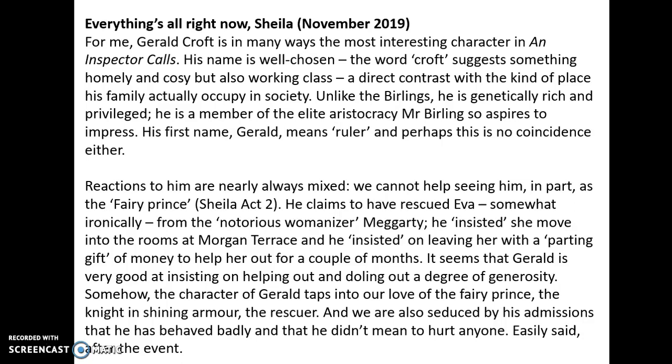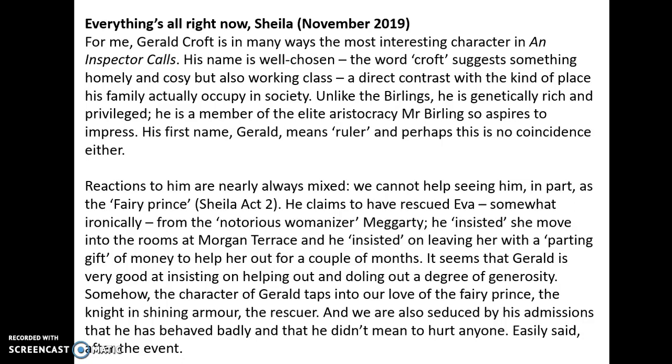Unlike the Burlings, he's genetically rich and privileged. He's a member of the elite aristocracy Mr. Burling so aspires to impress. His first name, Gerald, means ruler, and perhaps this is no coincidence either. Reactions to him are nearly always mixed. We cannot help seeing him in part as the fairy prince.